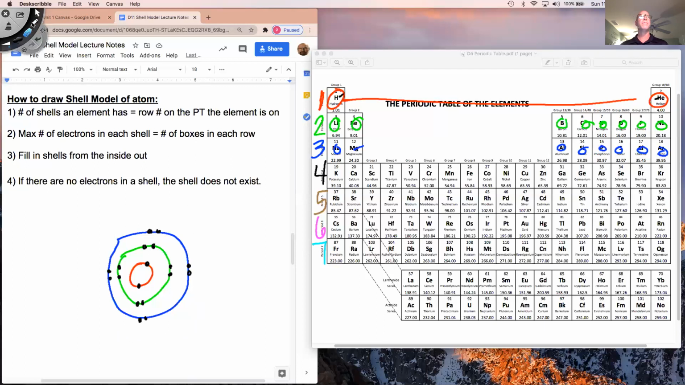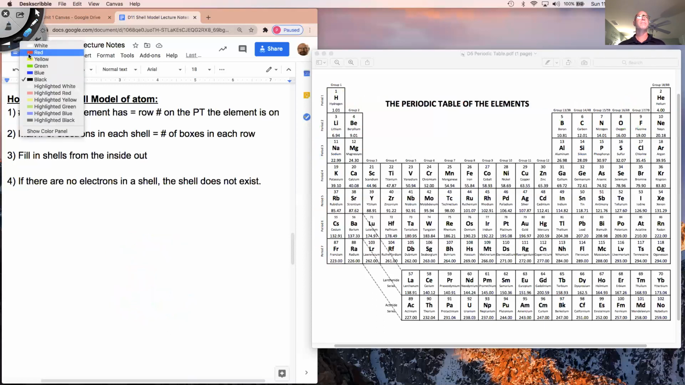Perfect. All right, so that's how that works. Those are the rules. So let's go through and make one of these. Let's draw one out. Let me start all over, so we'll get rid of that. Let's do boron.